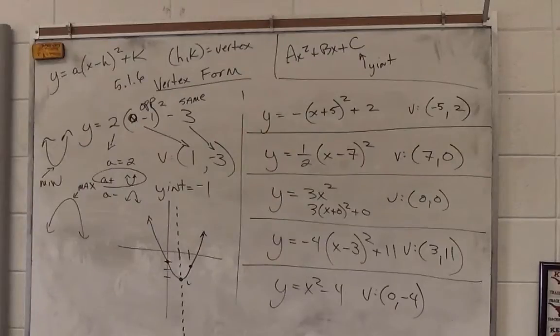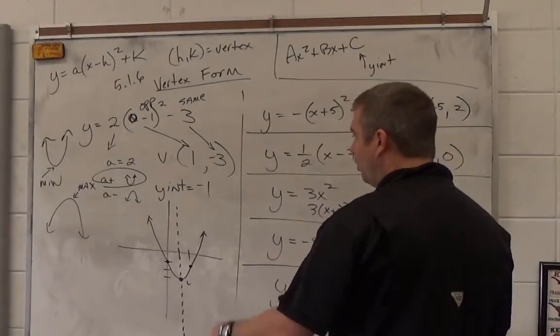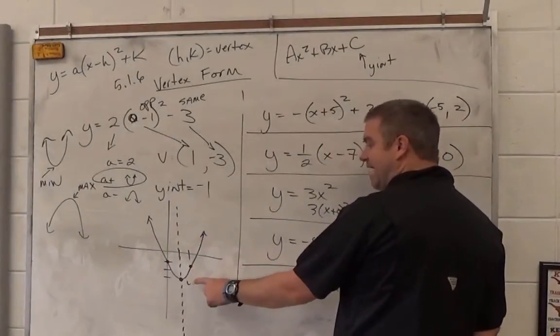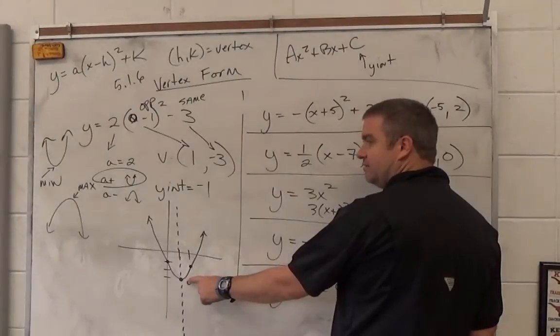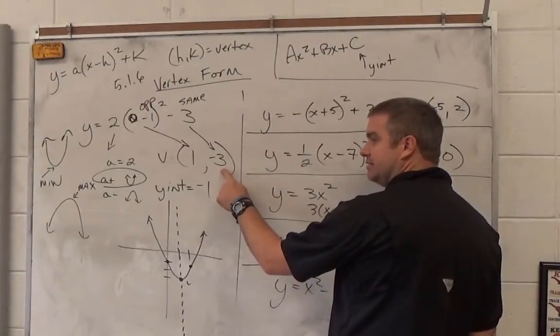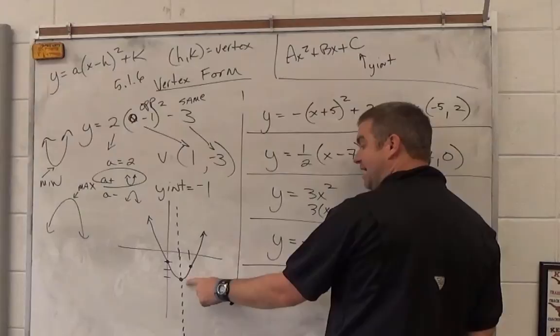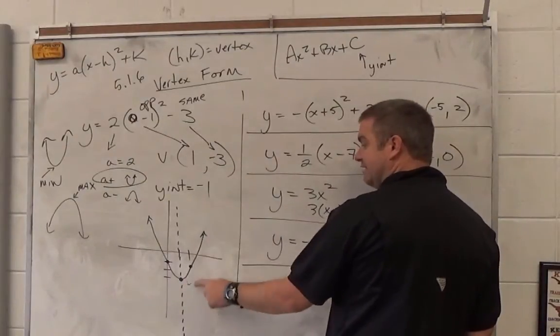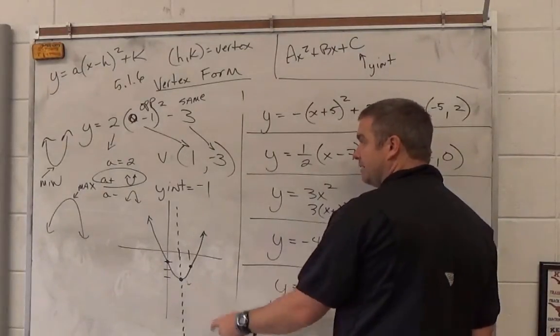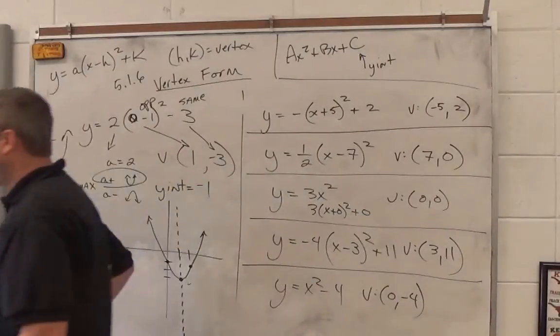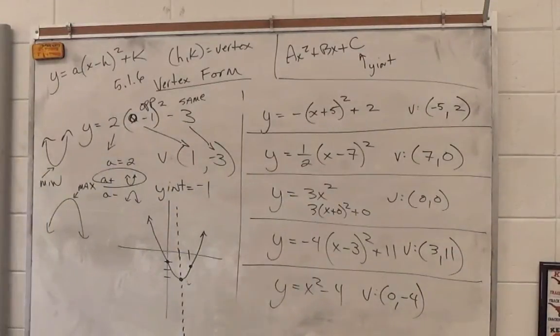Sometimes they want to know the value. What is the minimum value of this graph? It's negative 3 right there. The minimum value of that graph is negative 3. Okay? Questions? Alright, so hold on just a second.